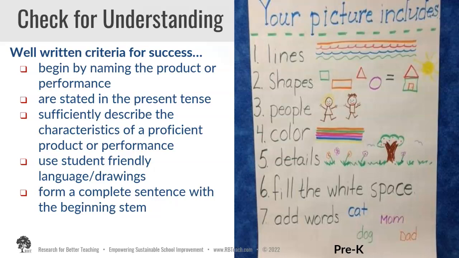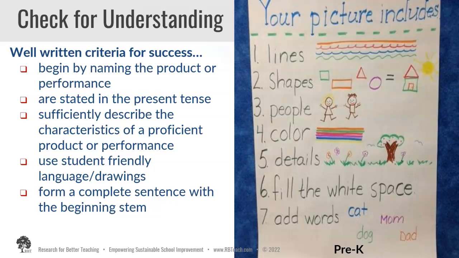So let's see if you agree that these are well written. Your picture includes, and the teacher has all of this for pre-K. This is a pre-K classroom, and this is the teacher's criteria for success. Your picture includes, and all those things. So in your head, think, is that a good criteria for success, or is that not good?